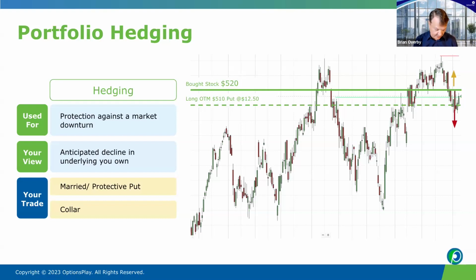So if we look at that, we're talking about $12.50 divided by 520 is about 2.4%. So that's what it's going to cost on my $52,000 worth of stock to protect myself from $510 all the way down. So that's not a bad price when you think about it. We're going over a 30-day period, and I'll talk a little bit about that period going forward.